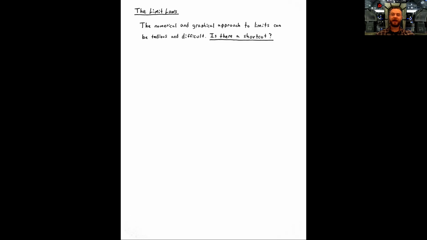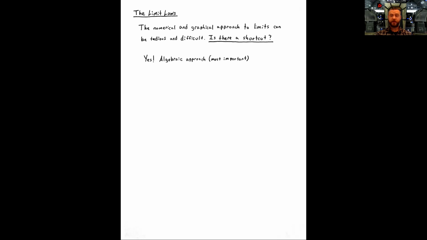So since typical functions in Calc 1 might be complicated, we might not know what their graphs look like currently. We don't want to rely necessarily on the graphical approach. So both of these approaches could be tedious and or difficult. So you might be thinking, is there a shortcut? And as it turns out, there's what's called the algebraic approach, which is arguably the most important of the three ways to understand limits for at least the beginning of Calculus 1. All three are important, but what we'll be getting to within the next lecture and the next few, we'll be relying heavily on the algebraic approach.